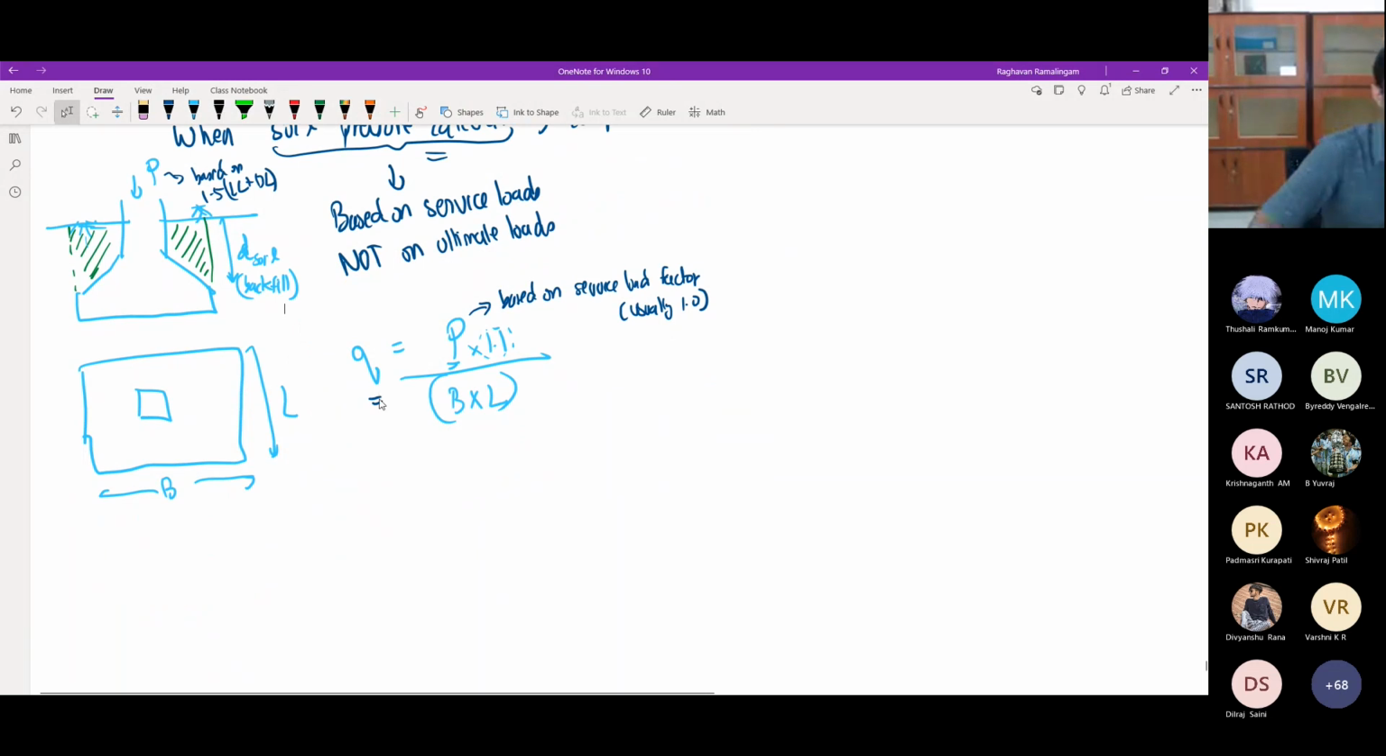Then finally, if we have some footing, and I have P and a moment, in this case we do the same thing as we did for our column. The same principle: what is usually done is that this moment is converted into an eccentricity.